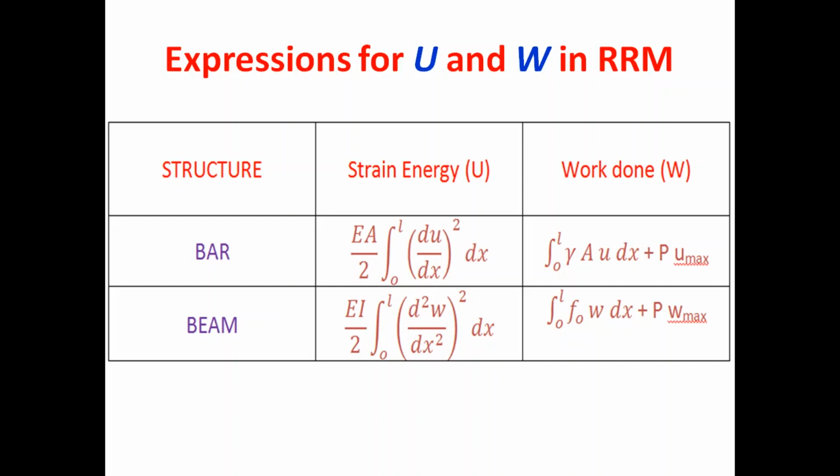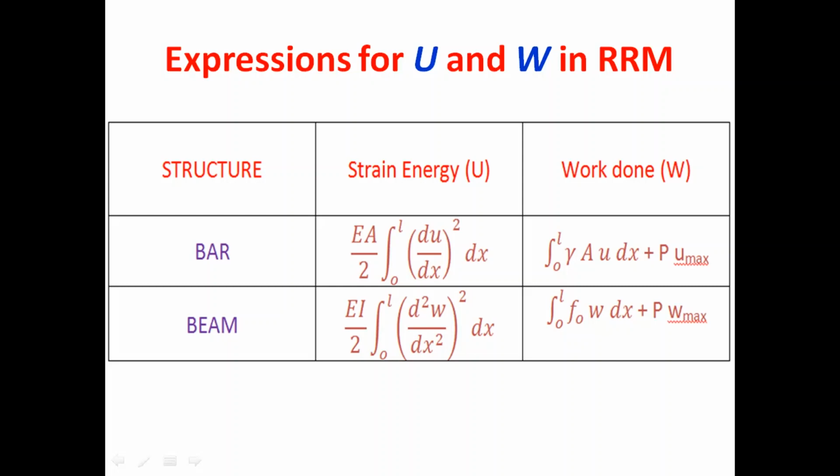As we discussed in the last part, if you want to solve a problem in the Rayleigh-Ritz method, we should know the expressions used for strain energy and work done. So these are the expressions for a beam. The strain energy expression is U equal to EI by 2 integral 0 to L (d square W by dx square) whole square dx, and the work done is integral 0 to L f naught W dx plus P W max. The first part refers to the work done due to the UDL. The second part is the work done due to the point load acting over the beam.